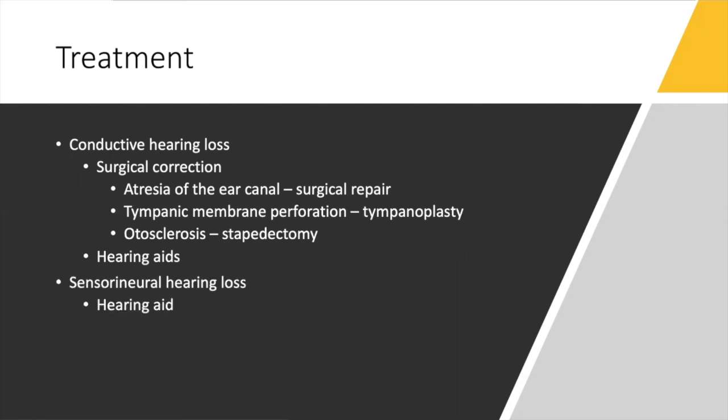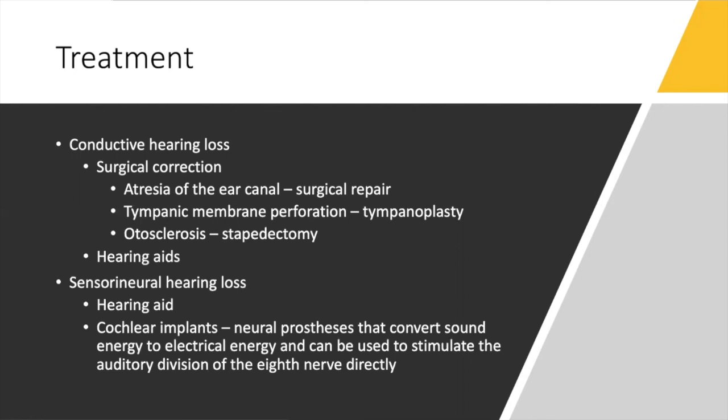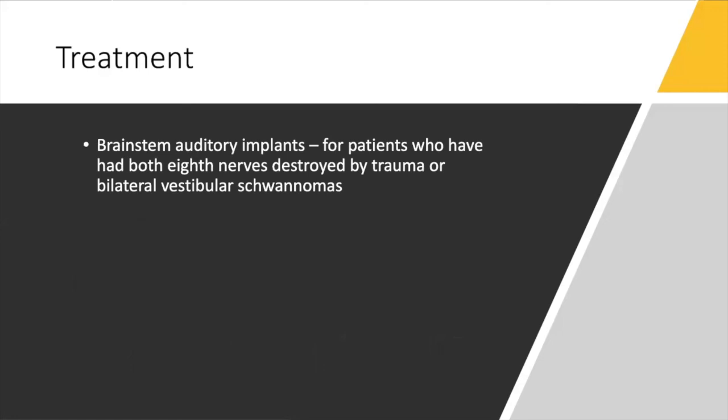Patients with mild, moderate, and severe sensory neural hearing losses are regularly rehabilitated with hearing aids of varying configuration and strength. In the event that the hearing aid provides inadequate rehabilitation, cochlear implants may be appropriate. They are neural prostheses that convert sound energy to electrical energy and can be used to stimulate the auditory division of the eighth nerve directly. For individuals who have had both eighth nerves destroyed by trauma or bilateral vestibular schwannomas, brainstem auditory implants placed near the cochlear nucleus may provide auditory rehabilitation.